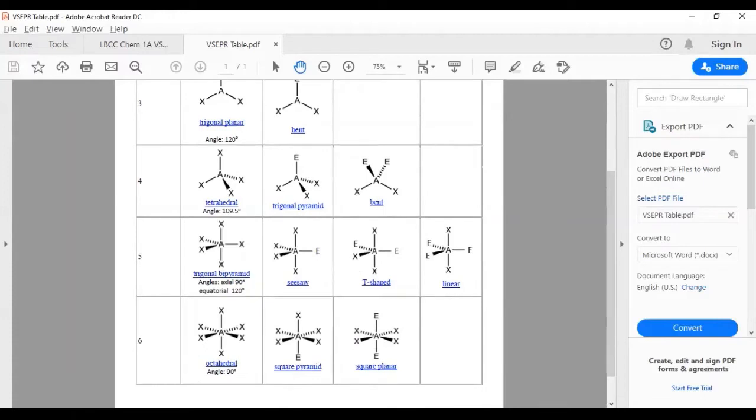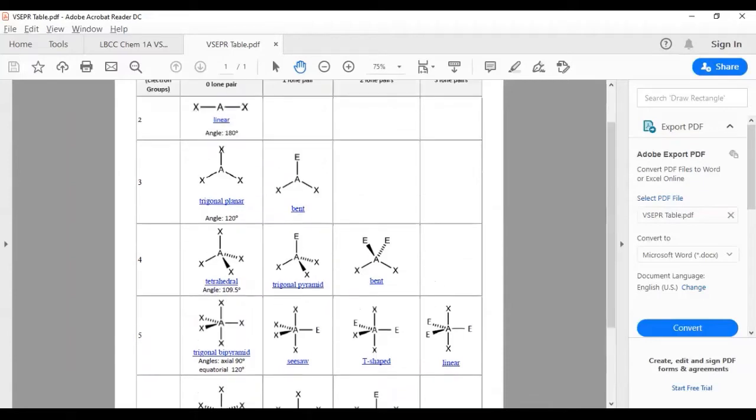Let's jump down here to, for example, steric number 5. The basic shape for the electron groups is trigonal bipyramid. But if one of those positions is occupied by a lone pair, and like we said, it's going to be an equatorial position, you're going to have what we call a seesaw shape. If 2 positions are occupied by lone pairs, then it'll be T-shaped. And if all 3 equatorial positions are occupied by lone pairs, it'll be a linear shape. So essentially, these are the scenarios that we have discussed in class.